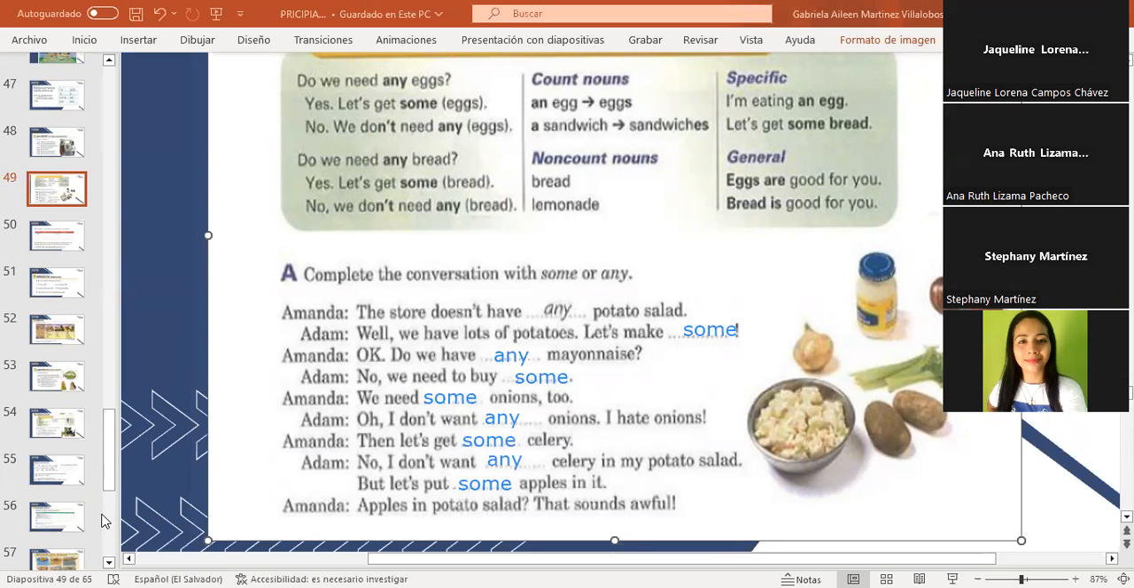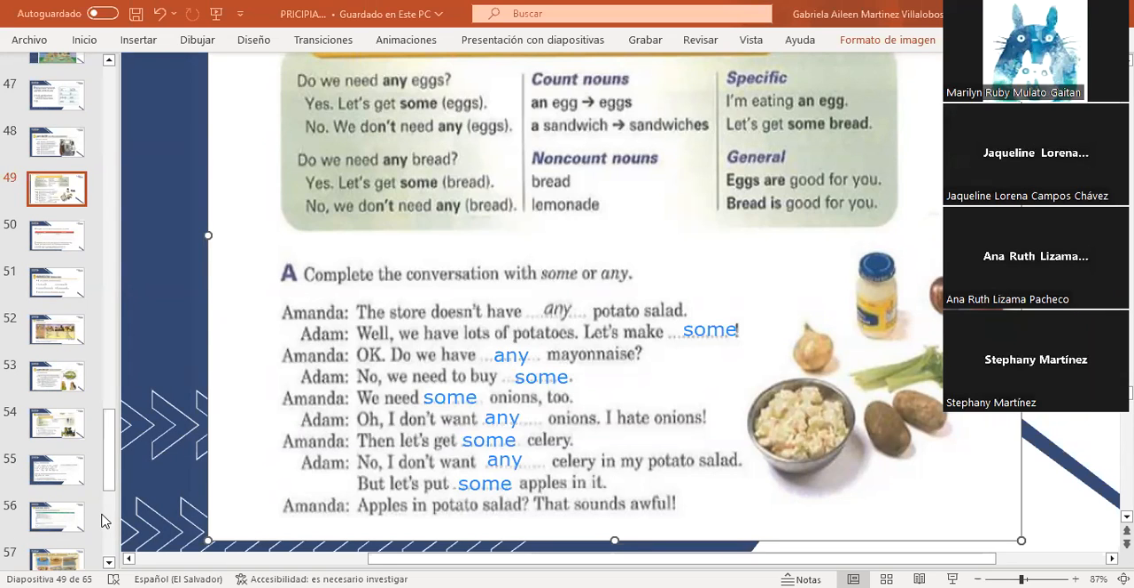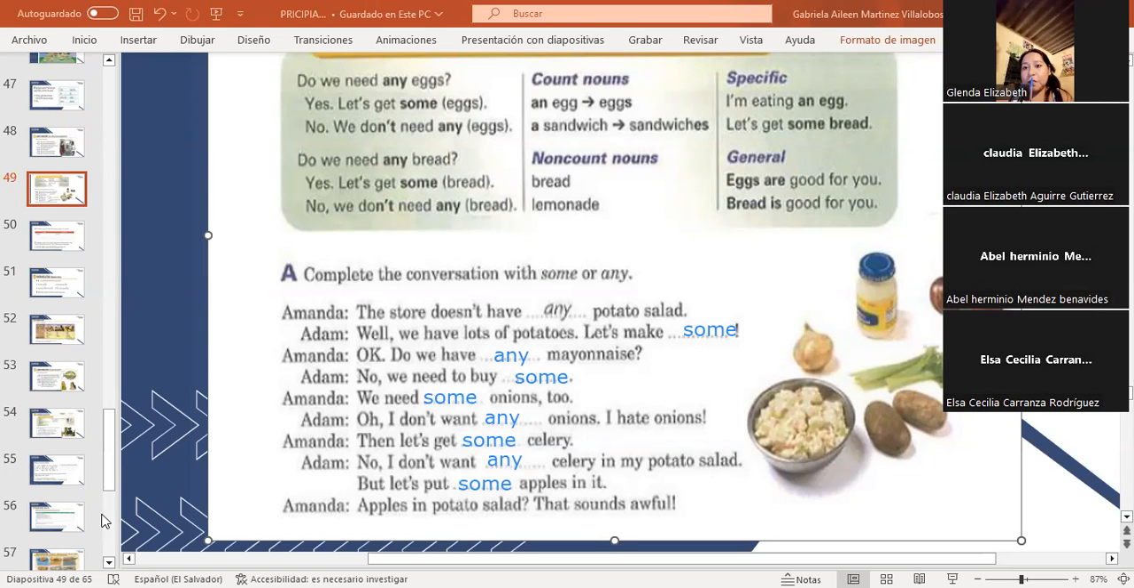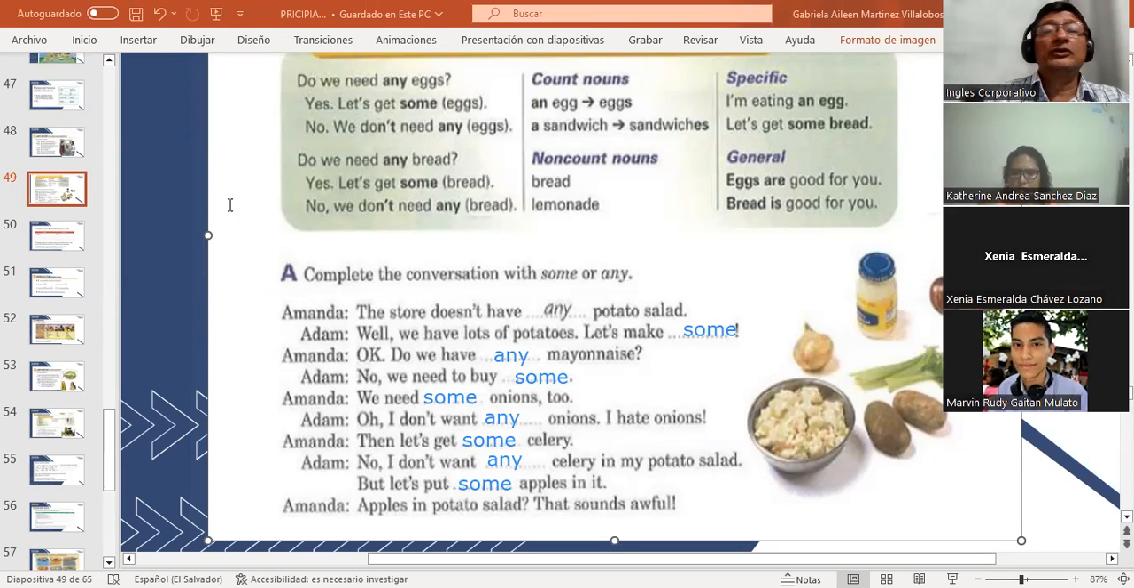Yes. Remember, participation is very important. Please participate. No, teacher, because me salen muchos chehen. Don't worry. Si nunca comienza, no va a comenzar. All right? We need to practice to speak our English. Okay, let's go.